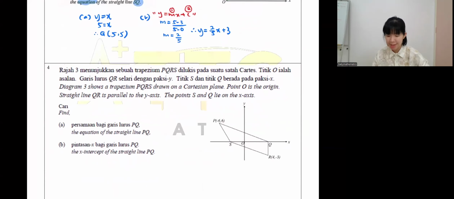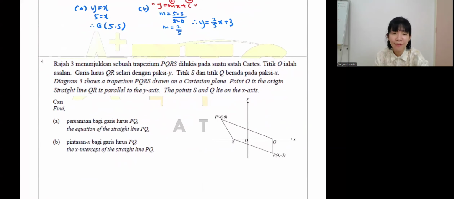Okay, number 4. Trapezium. When they say the shape is a trapezium, you have to understand a bit of the characteristics of a trapezium. In a trapezium, two opposite sides must be parallel. Definitely opposite, there will be one pair of parallel lines.